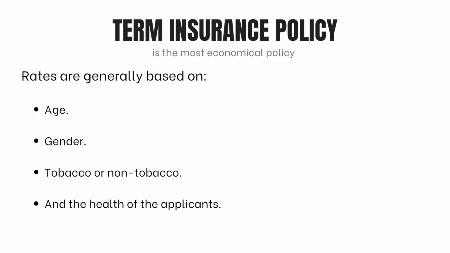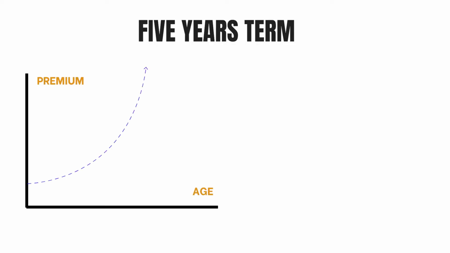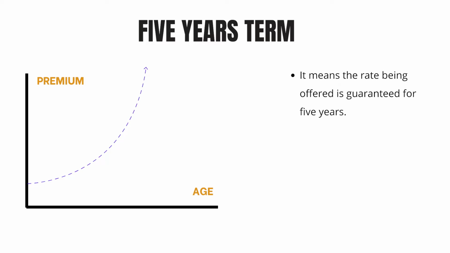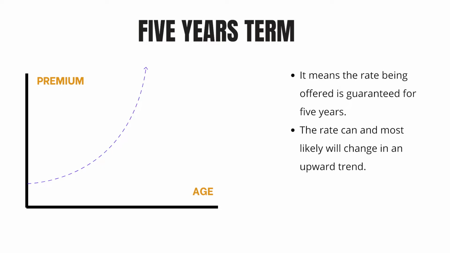Term life insurance is a policy that is most economical, and rates are generally based on the age, gender, tobacco or non-tobacco, and health of the applicants. The word term refers to how long a policy rate would be locked in. For example, a 5-year term would mean the rate being offered is guaranteed for 5 years. After the 5 years, the rate can and most likely would change in an upward trend. The higher the term, the more expensive the rate would be, as the insurer has to guarantee the rates for a longer period of time.